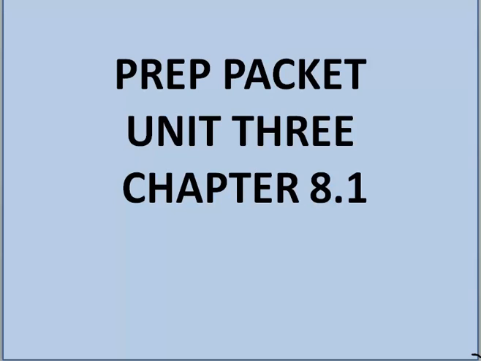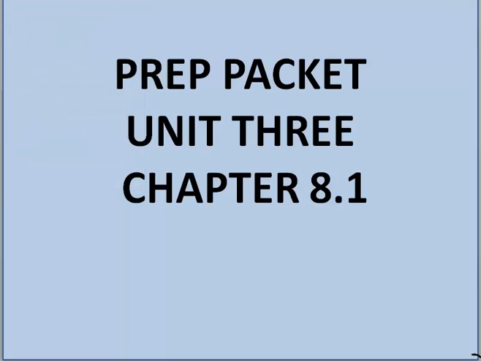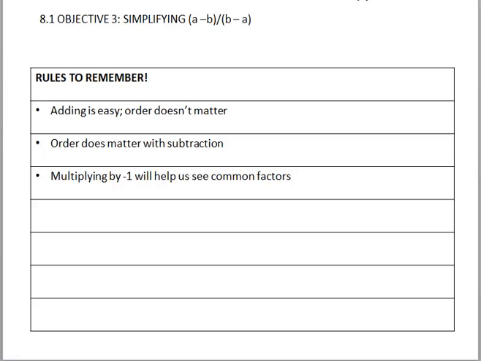This is the prep packet exercises for section 8.1, and this is objective number 3. We're going to take a look at simplifying a particular combination in a rational expression. And what we're looking at is when you see a minus b over b minus a, that's going to equal -1. And maybe we should talk about why.